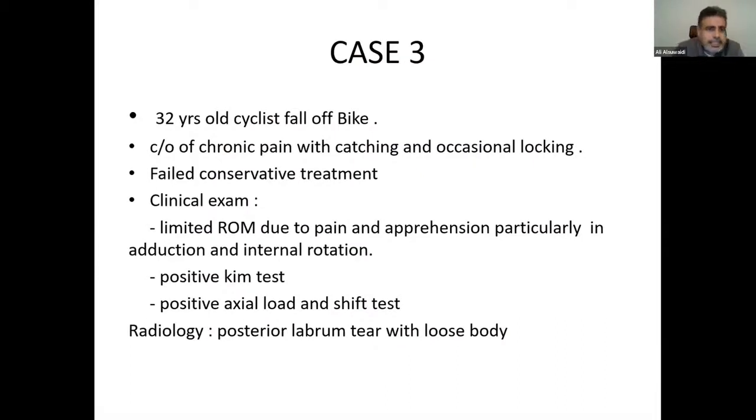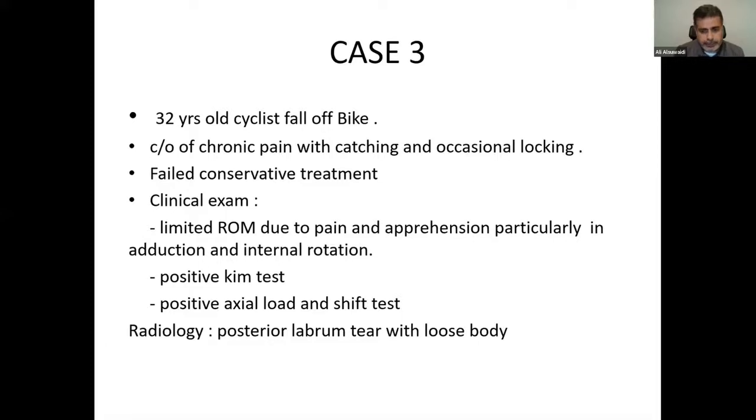Another interesting case is a guy who fell off a bike. He's 32, a policeman, with chronic pain and catching, and he did conservative treatment. He has a limited range of motion due to pain and apprehension, particularly in adduction and internal rotation, and locking and catching as well. He had a positive jerk and positive axial load and shift. And the MRI showed a posterior labral tear.